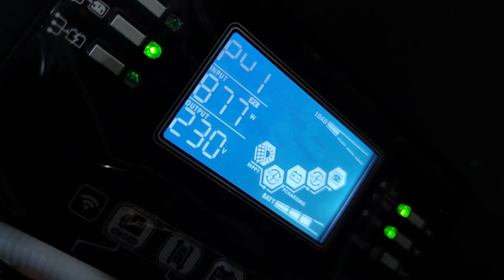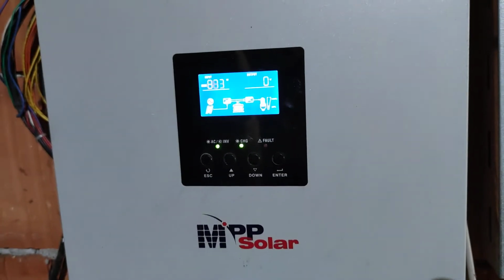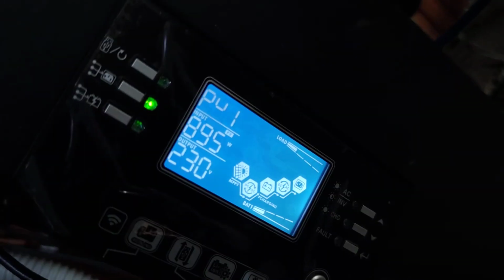So as you can see now, it's at 860 watts producing. Okay, 870. This one is at 880. You can see that, 880, 890. This is how it's supposed to be.